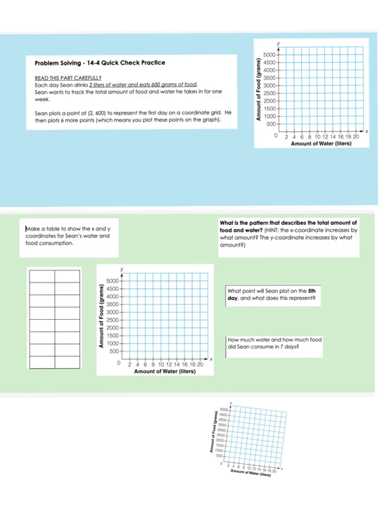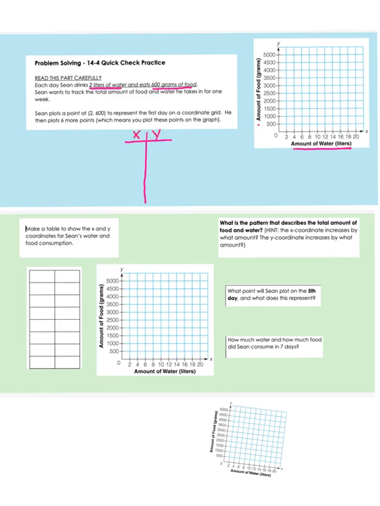We need to highlight the important information. What do we know? Sean drinks 2 liters of water and eats 600 grams of food. Looking at our graph, the x-axis is the water in liters and the y-axis is the amount of food in grams. So we've got those 2 things that we're going to plot. Right out of the bat, I'm going to make an XY table so that I can plot what I know already.